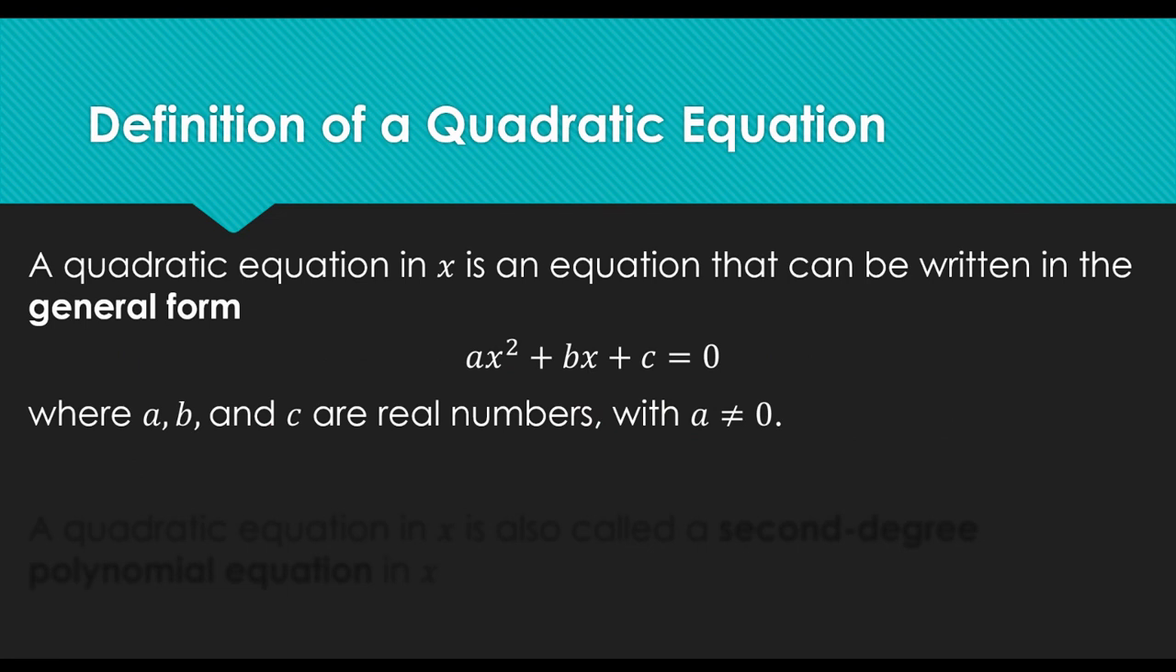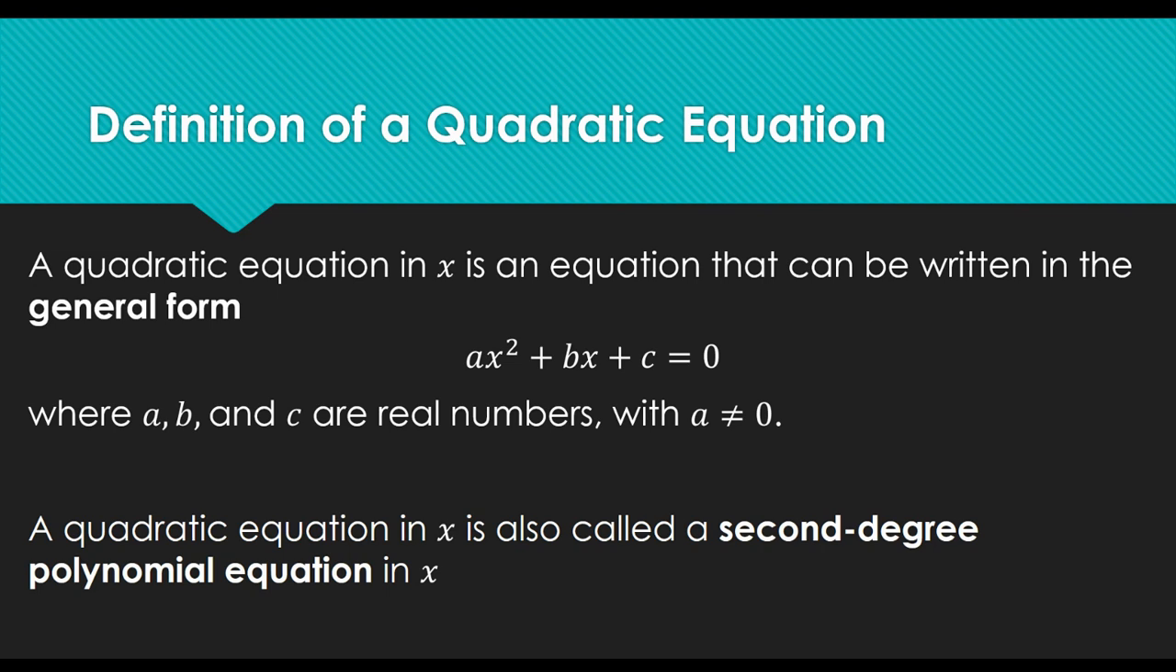A quadratic equation in x is an equation that can be written in the general form ax squared plus bx plus c equals 0. So that's what it means when we're talking general form. Everything's to one side, it equals 0. a, b, and c are real numbers. a will never equal 0 because if it does, the x squared term cancels and then we don't have a quadratic equation. A quadratic equation in x is also called a second degree polynomial equation in x. Okay, so anytime it is degree 2, we are talking quadratics.